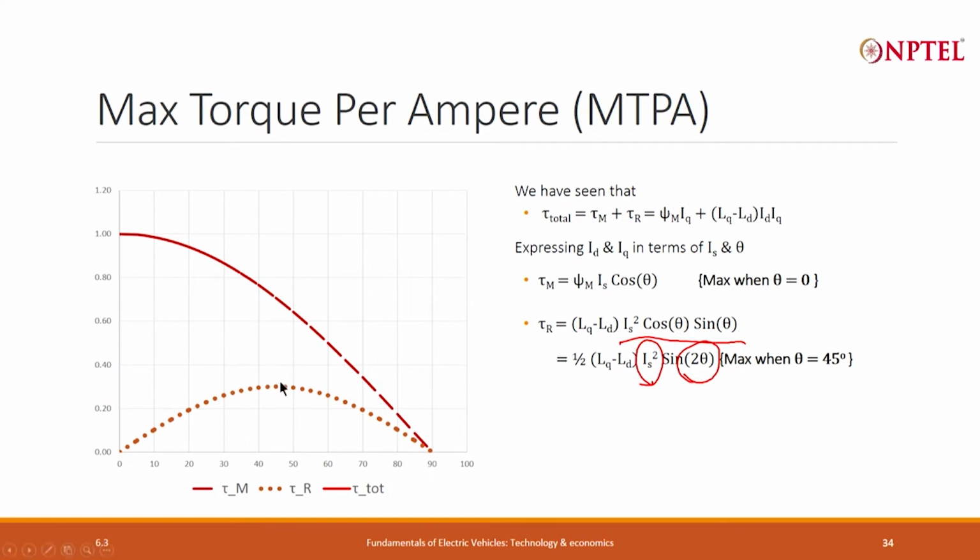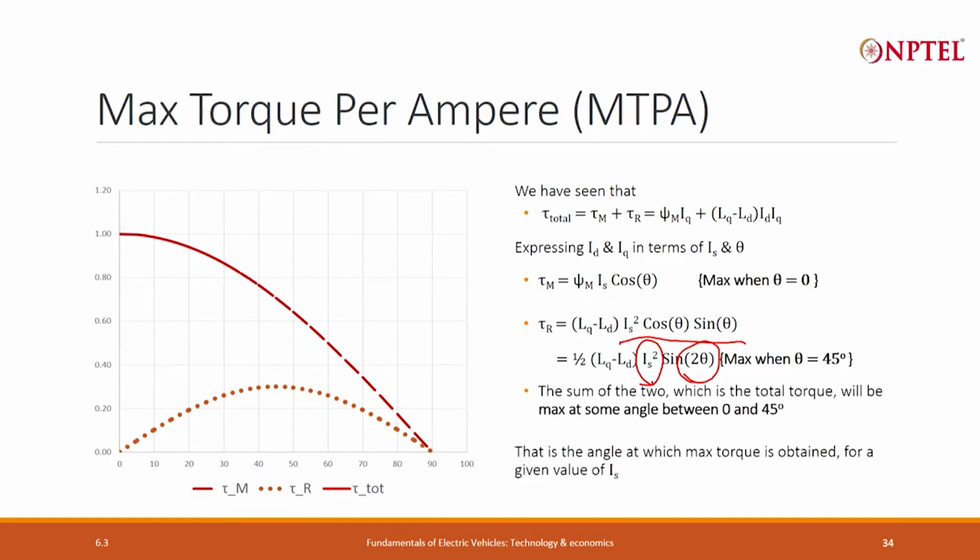So, 45 degrees is not optimum for the total torque, but it is optimum for the reluctance torque. 0 degrees is optimum for the magnetic torque, but also not optimum for the total torque. To know which is the optimum angle, I just have to add the torque at each value of theta and see how that graph goes and see where the peak of that is. As you can guess, that angle will be between this peak and this peak, somewhere in between them. It will be somewhere between 0 and 45 degrees.